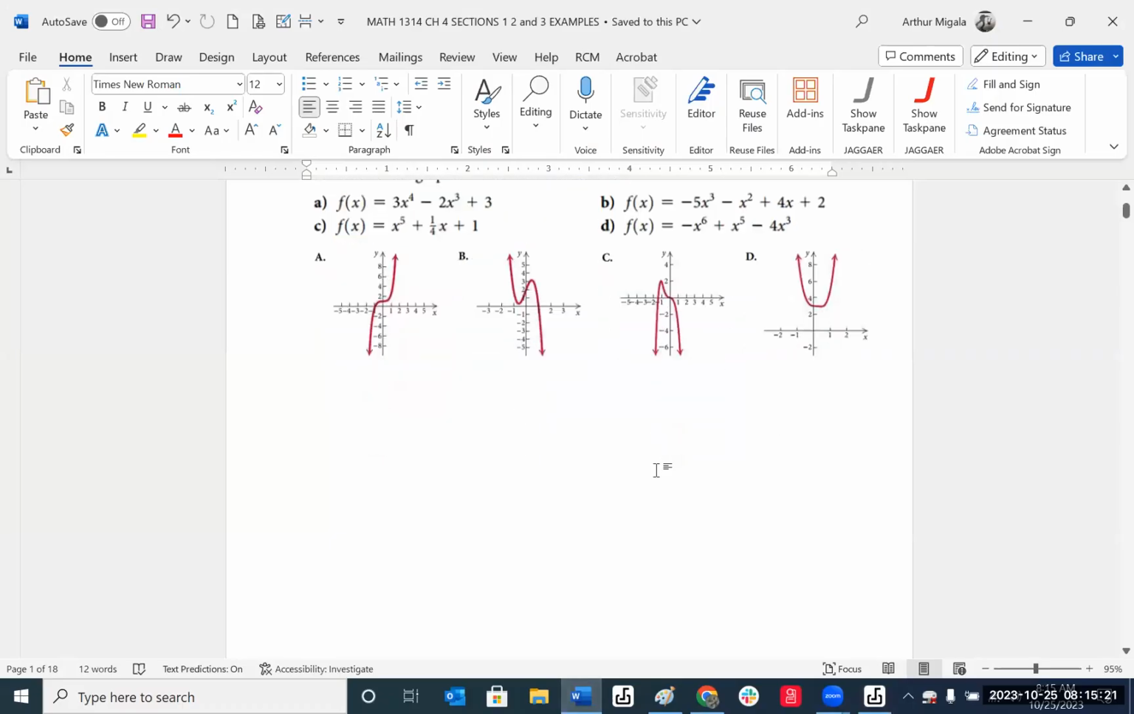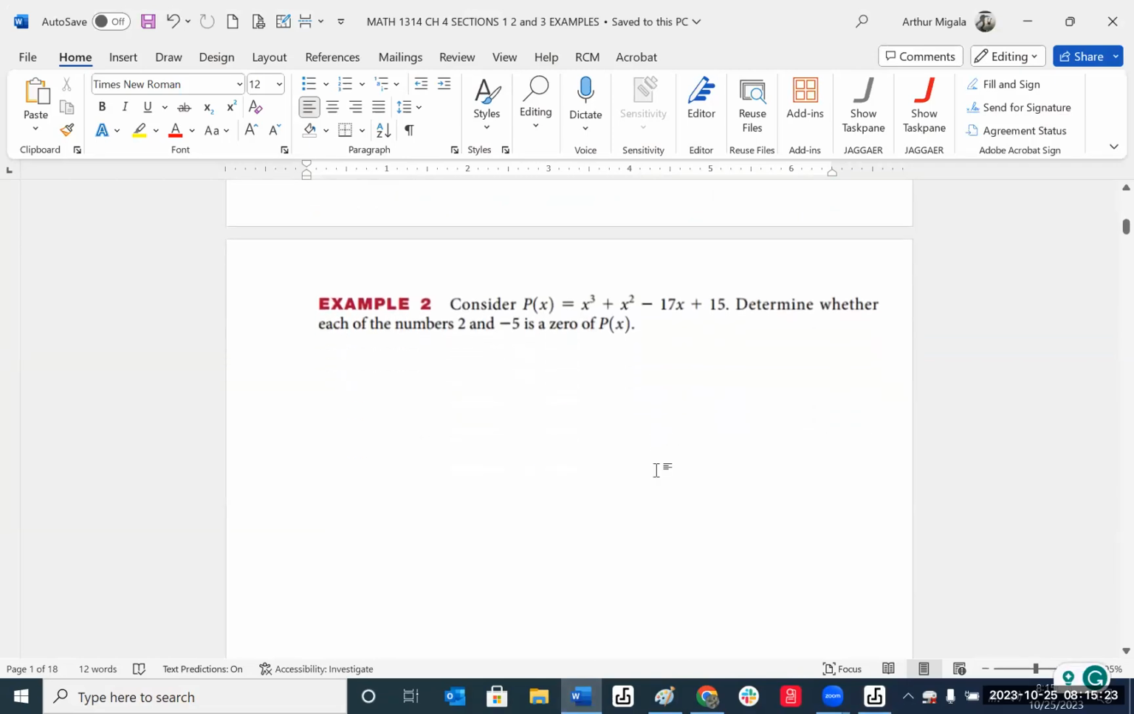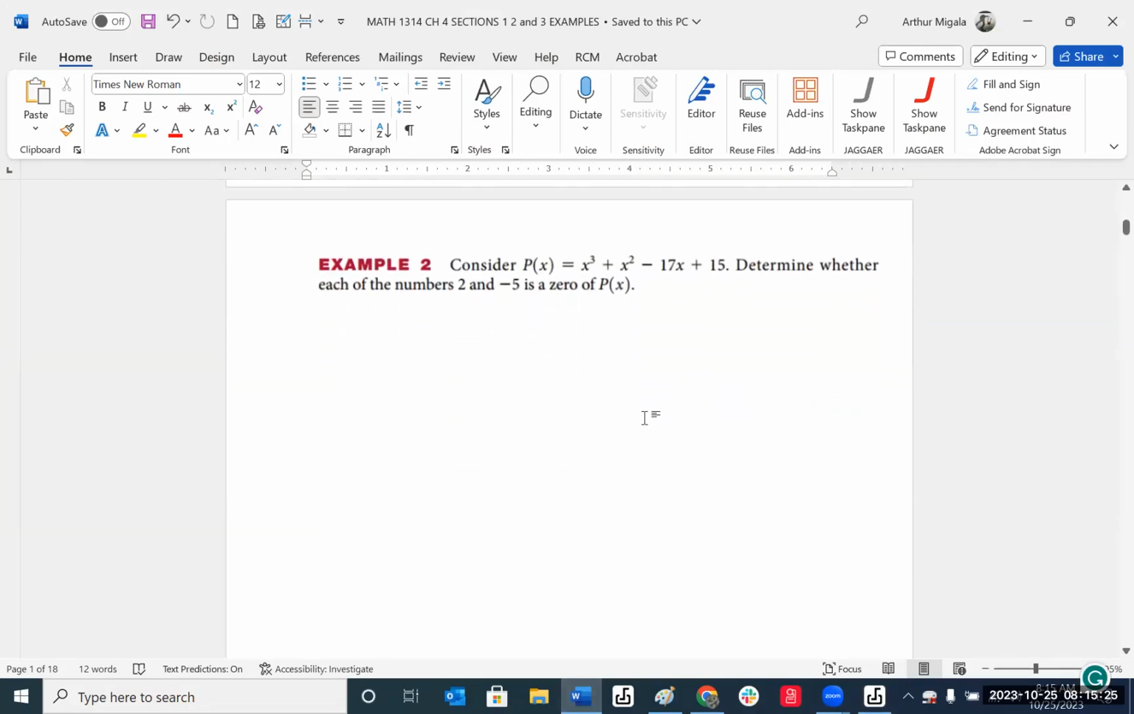All right, so there's that one. Let's look at another one. Consider the polynomial x cubed plus x squared minus 17x plus 15. Determine whether each of the numbers 2 and -5 are zeros. How do we do that? Just plug them in there. Plug in 2 in there and then -5. And if it equals 0, then these are zeros, which also means x-intercepts.